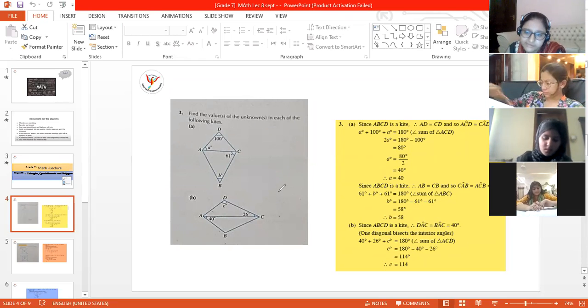Now we have a concept in a kite, that two sides are adjacent. Okay, fine. The two sides are adjacent.